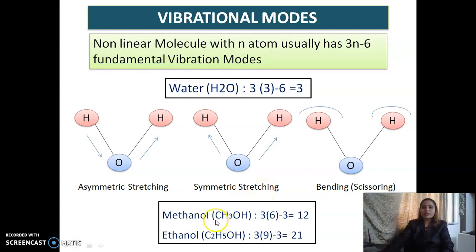You can understand this for different molecules, methanol and ethanol, which are other examples where n is equal to 6 and n is equal to 9.